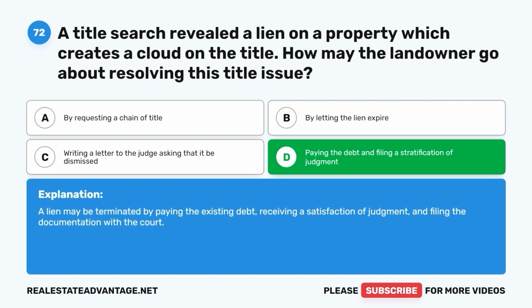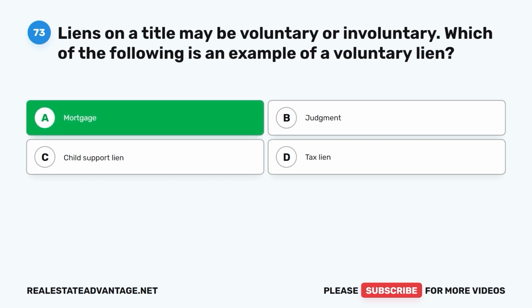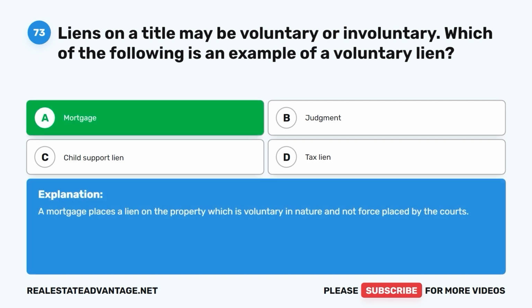A lien may be terminated by paying the existing debt, receiving a satisfaction of judgment, and filing the documentation with the court. Question 73. Liens on a title may be voluntary or involuntary. Which of the following is an example of a voluntary lien? A. Mortgage. B. Judgment. C. Child support lien. D. Tax lien. The correct answer is A. Mortgage. A mortgage places a lien on the property, which is voluntary in nature and not force placed by the courts.